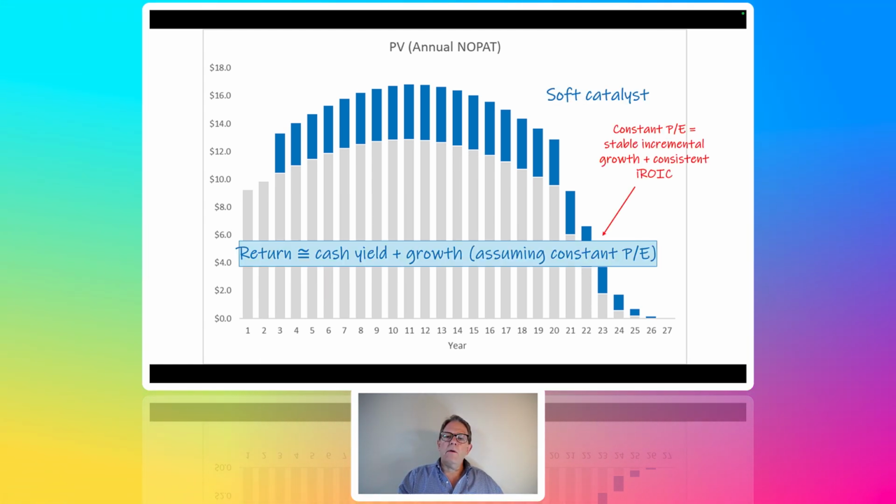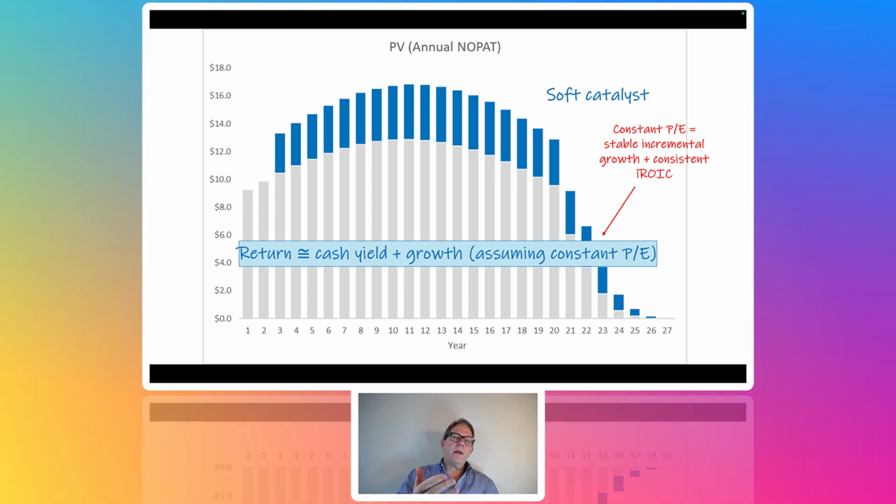All right, so a soft catalyst, if you think back to my lecture on market efficiency, I talked about a soft catalyst, is essentially that movement forward in time. And your return, this is a good rule of thumb, by the way, your return approximately equals the cash yield plus the growth rate, assuming a constant PE. That's the key. Well, your constant PE is, guess what? Stable incremental growth and a consistent incremental return on capital, which effectively is the definition of a compounder, which is stable incremental growth. The growth rate holds for another year.